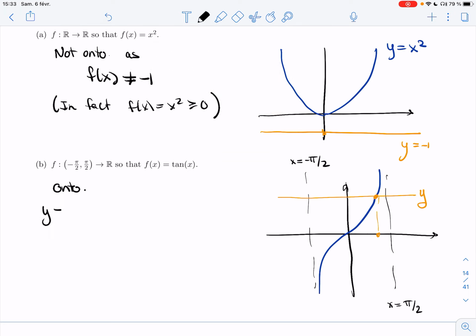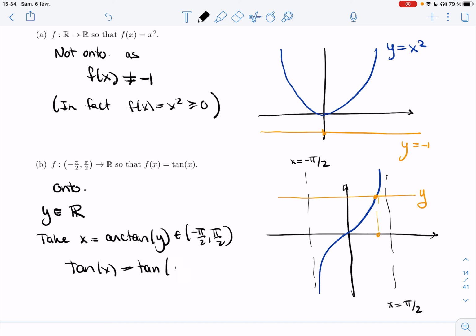In fact, if I take y in R, well, in -pi/2 to pi/2, I can take x, sorry, I had it right the first time. For every y in R, I can take x to be arctan of y, which is in -pi/2 to pi/2, and tan of x is tan of arctan of y. These are inverse functions. They cancel, giving y. And so, yes, my function's onto.